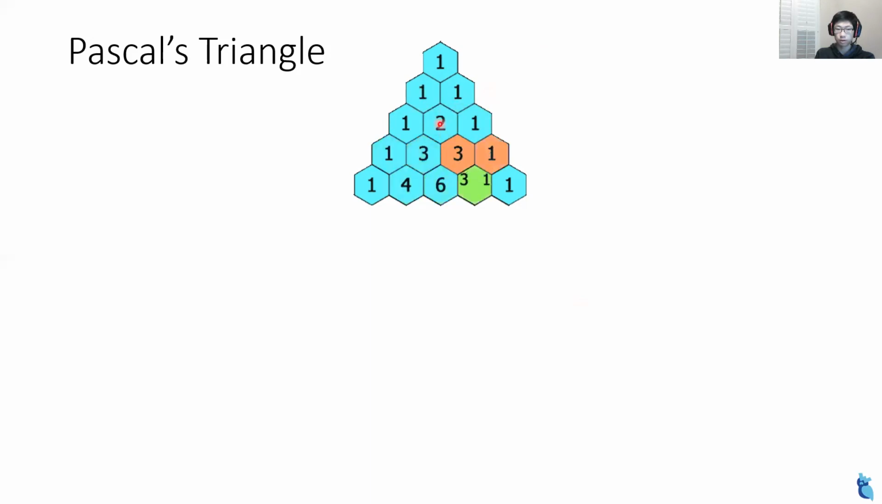So, for example, this two is formed by adding the two ones above it. This three is formed by adding the one and two. This three is from the two and the one. This four is from the one and the three. This six is from the three and the three. And this four is from the three and the one. And once again, this is another pattern that can be extended infinitely.